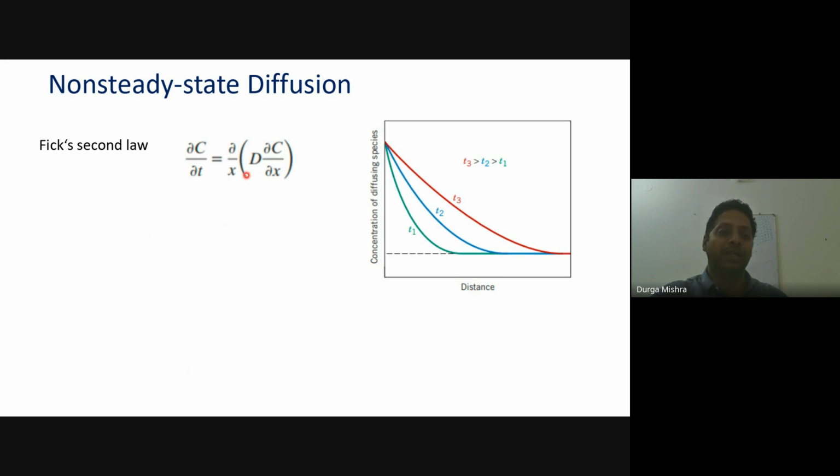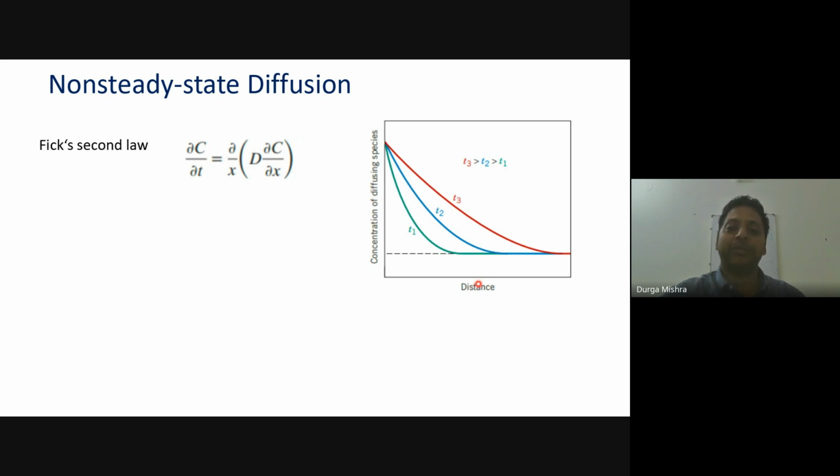Therefore, this second law was proposed, Fick's second law, which represents a non-steady state diffusion process. Here you calculate del C, the change in concentration over time, which is related to the concentration gradient and diffusion over space. So it correlates the change in concentration over time to the change in concentration with respect to the diffusion coefficient over space.